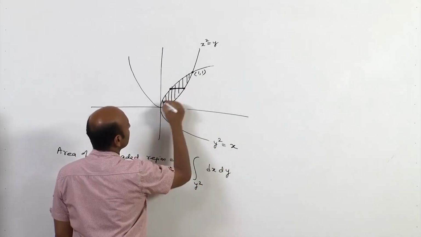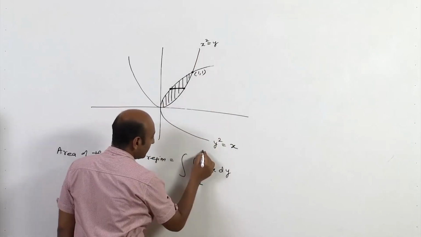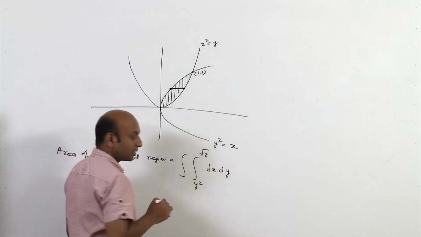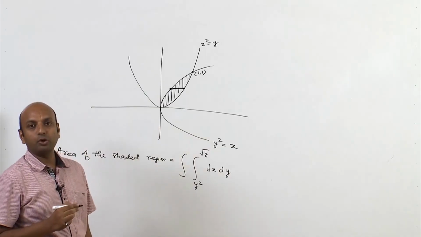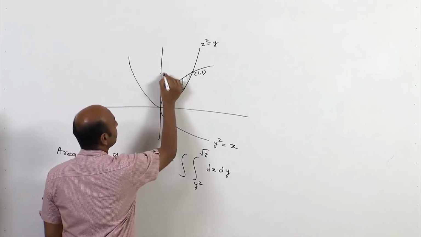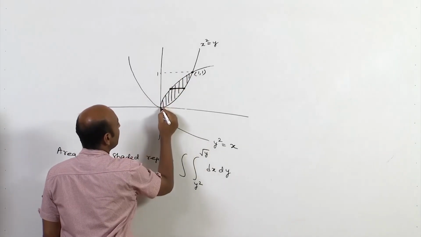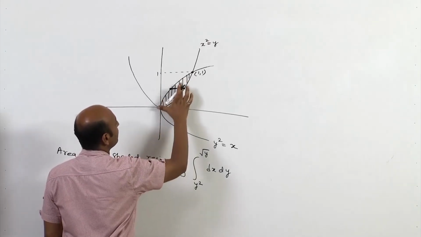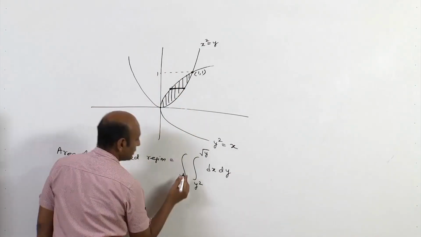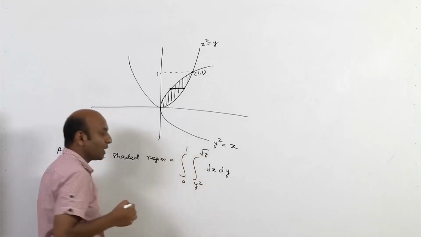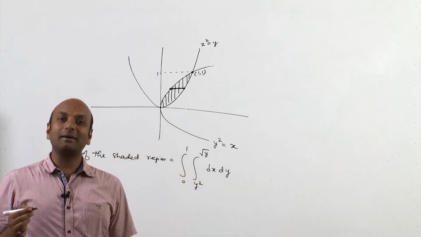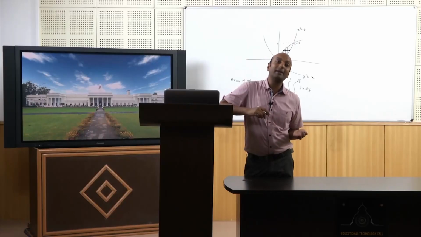And what is x here? x here is under root y. And y is varying from which point to which point? You see, y is varying from 0 to 1. In the entire region, y is only between 0 and 1. So this is how we can obtain the area of the shaded region by double integral.